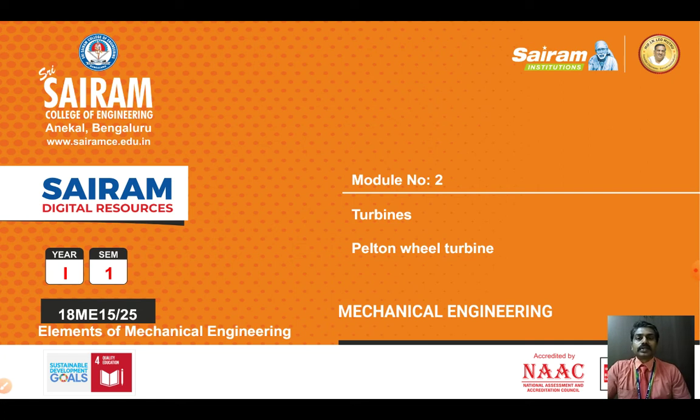So turbines are power generating devices where we use water supply, water or steam, to hit the turbine blades, and the turbine is going to be rotated so that the rotating shaft is going to produce electricity when it is connected with the generator.